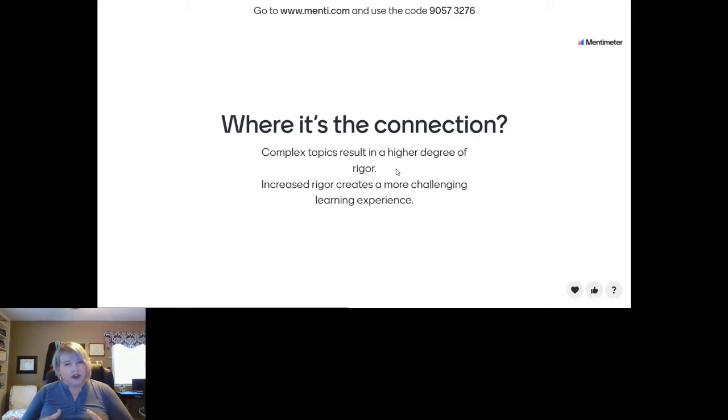With increased rigor creates an increased challenge to the student and a challenging learning experience. And for those first-year students, specifically those first-generation graduates who may have never experienced something this rigorous, they may become frustrated. They may become despondent. They may think that they can't succeed. Therefore, they need to change career paths.